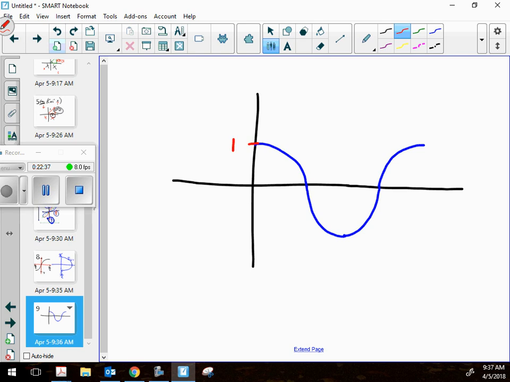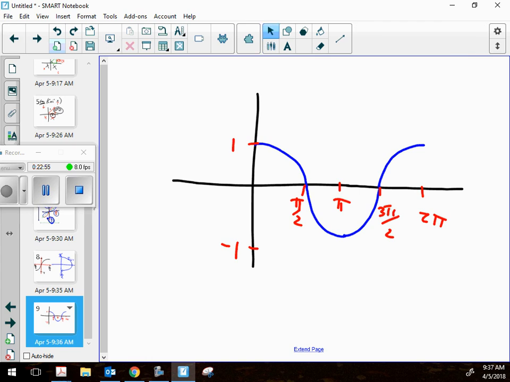From 1 to negative 1, right? And this is 2 pi. That's pi. That's pi over 2 and 3 pi over 2. Now I ask you, which part, the part that's closest to 0, of this graph would have an inverse?